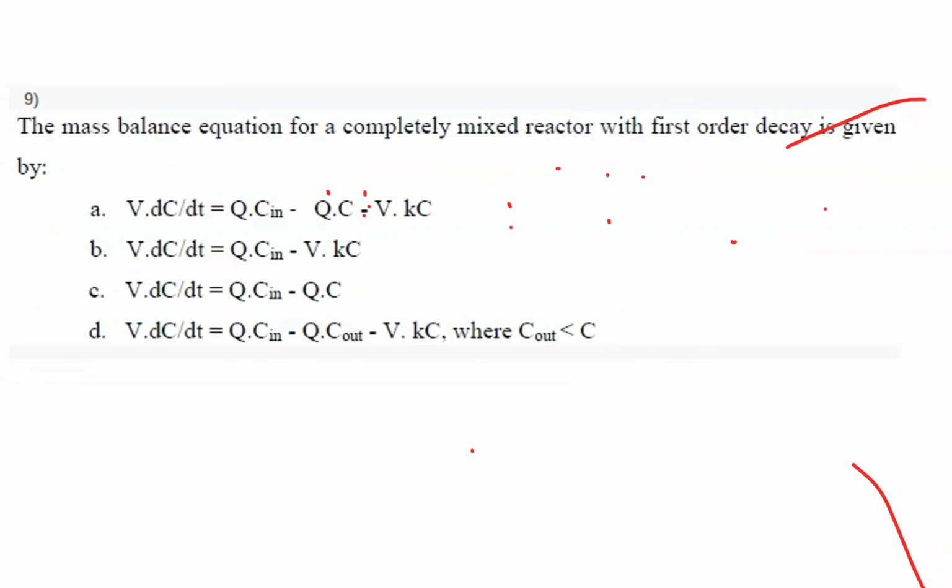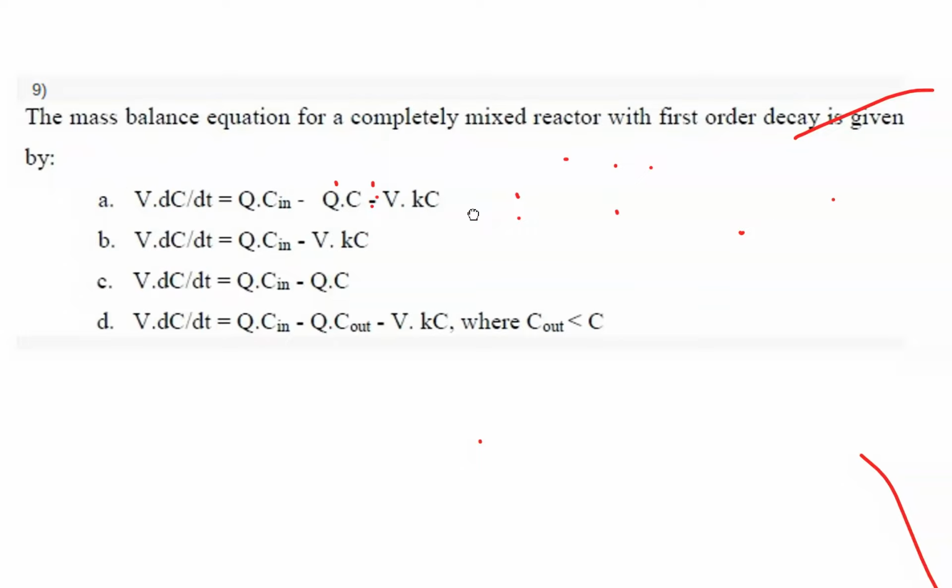The mass balance equation for a completely mixed reactor with first order decay is shown by, there are four equations given. What do you think? If you've seen the lectures, I think you can answer this. What is the mass balance equation for the completely mixed reactor?